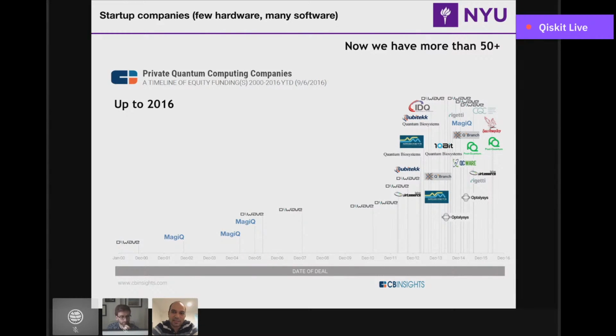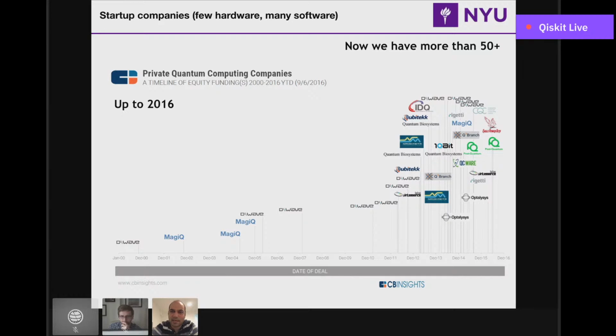If you look at the startup companies, I just took this from CB Insights, and it's also outdated. It's 2016. You see that around 2000, this whole thing starts from Shor's algorithm and the promise of breaking the RSA codes and the internet. But then it turned out that problem is very difficult, and a lot of other things sort of popped out. And companies started growing very fast.